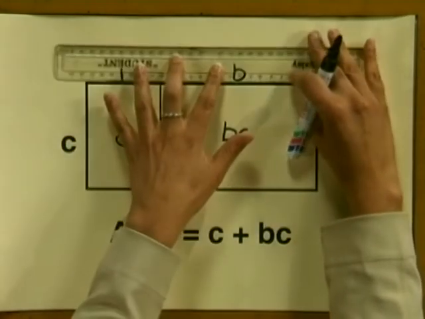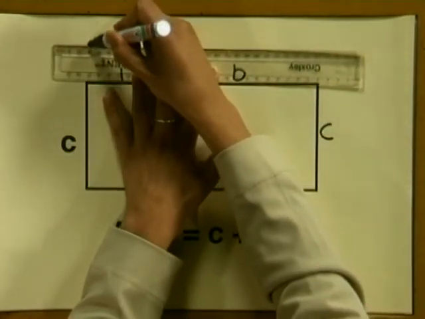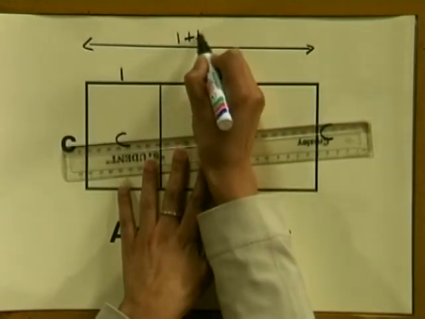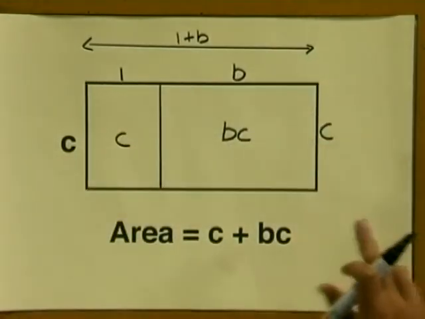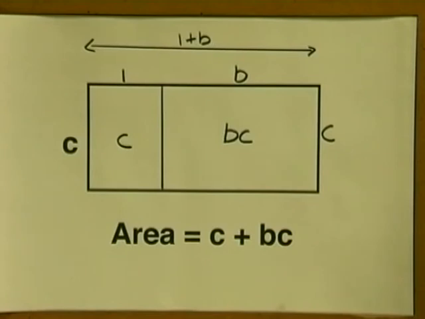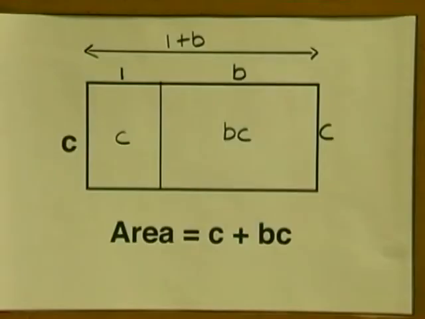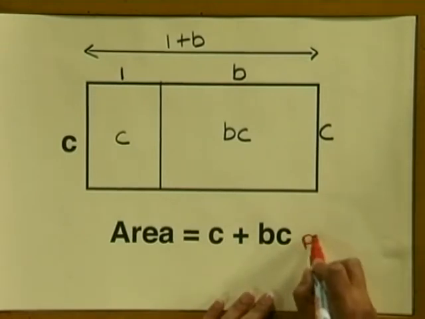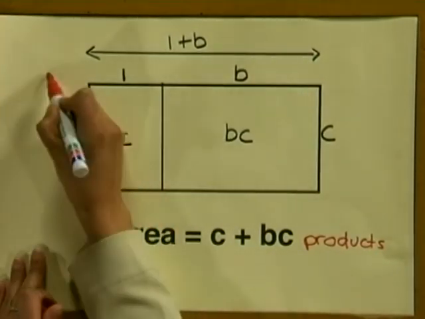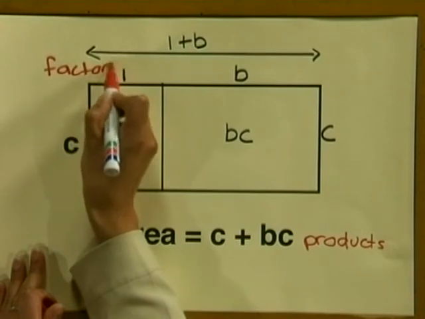And now we can work out the sides of our given rectangle. So the total length of this side is going to be 1 plus b. And let's fill it in. This length is 1 plus b. So the two sides of our rectangle are c and 1 plus b. What can we say about this? We can therefore say that the area represents the sum of the products, and the factors are c and 1 plus b.